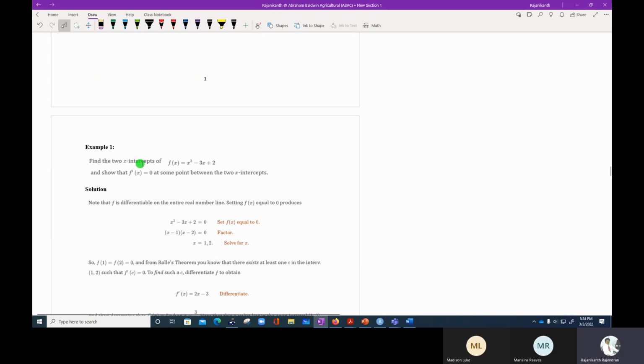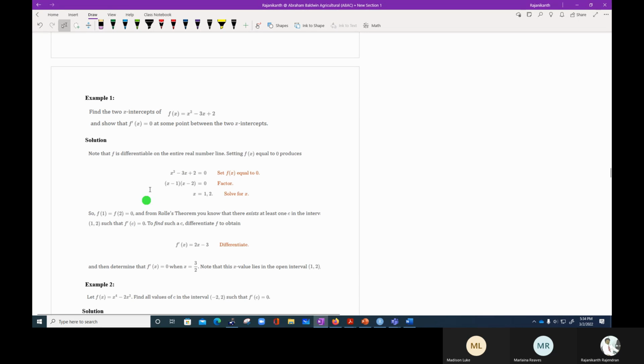Find the two x-intercepts of the function and show that the function has the zero derivative at some point between those two intercepts. So first of all, find the derivative of the function, set it to 0, and find the horizontal slope points. We all know how to find a horizontal slope form. Simply find the first derivative, equate to 0, and solve for x. So these are the 2 points where the function has 0 slope, right? Now find the function values, f of 1 and f of 2.